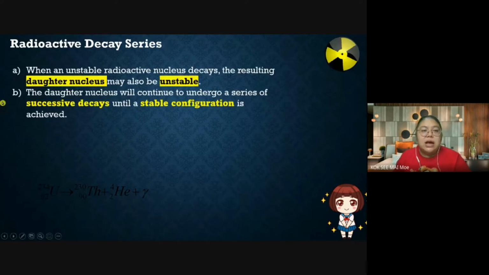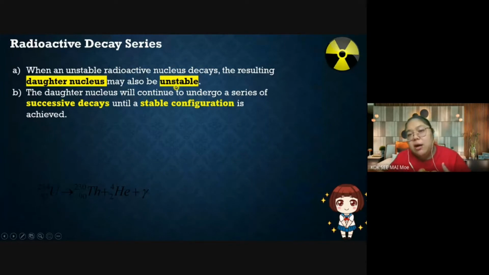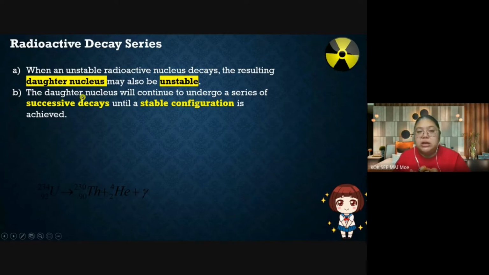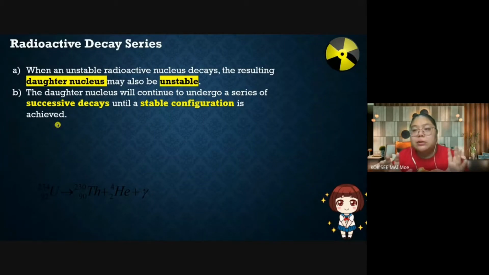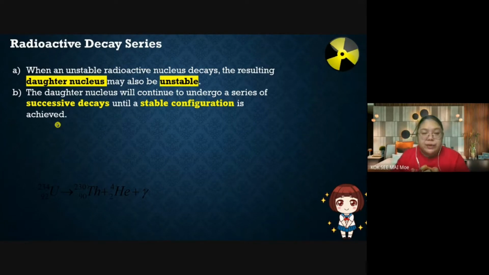This is an explanation. When an unstable nucleus decays, the resulting daughter nucleus may also be unstable. So if the daughter is unstable, it will continue to decay. From here, the daughter nucleus will continue to undergo a series of successive decays until a stable configuration is achieved. So they will repeat until they become stable, then they will stop. So this one we call the radioactive decay series.